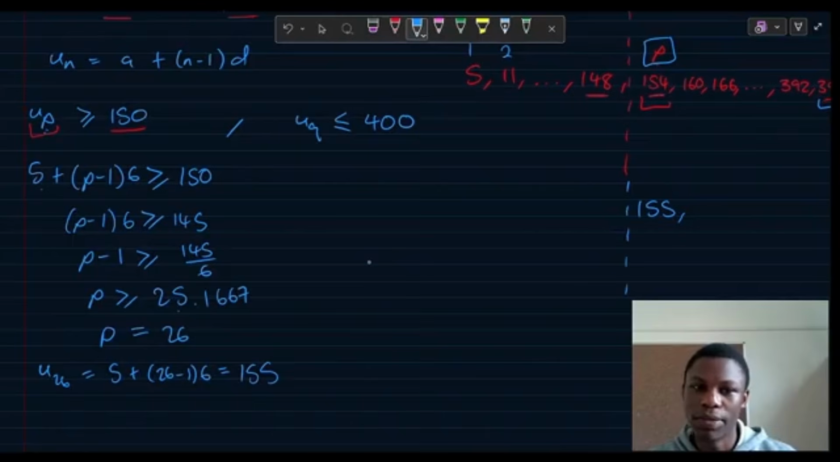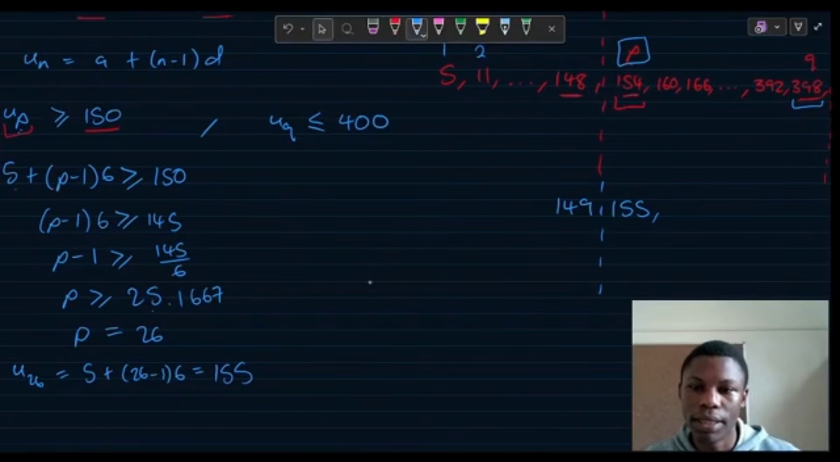And the previous term, we can get that because we know what D is. Our D is 6, so it must mean the previous term is 149. And clearly 149 is not greater than 150, so it's not within the interval that we want. 155, that's position 26. This is position 25. And then if I added there, that would be 161, 167.